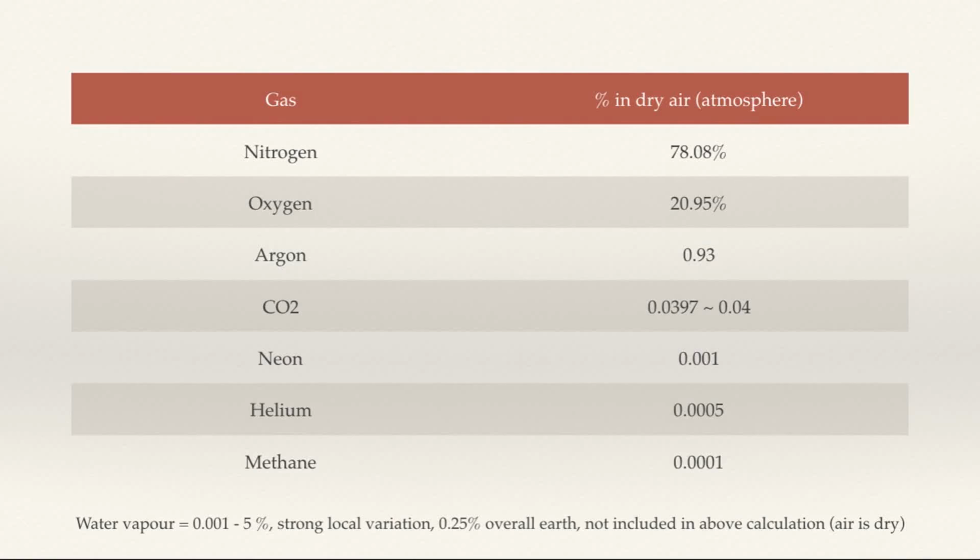So this is the composition of dry atmosphere. It does not include water vapors. This will not change in the next 100 to 1000 years hopefully. Nitrogen is 78.08%, oxygen is almost 21%, argon is 0.93%, carbon dioxide is 0.03 to 0.04, neon is 0.001, helium is 0.0005, and methane is 0.4. Now water vapor, because of strong local variation in humidity and rainfall, can vary from 0.001 to 5%. That is why we have not included it, because this air is dry, and 0.25% is the water vapor overall earthwise.